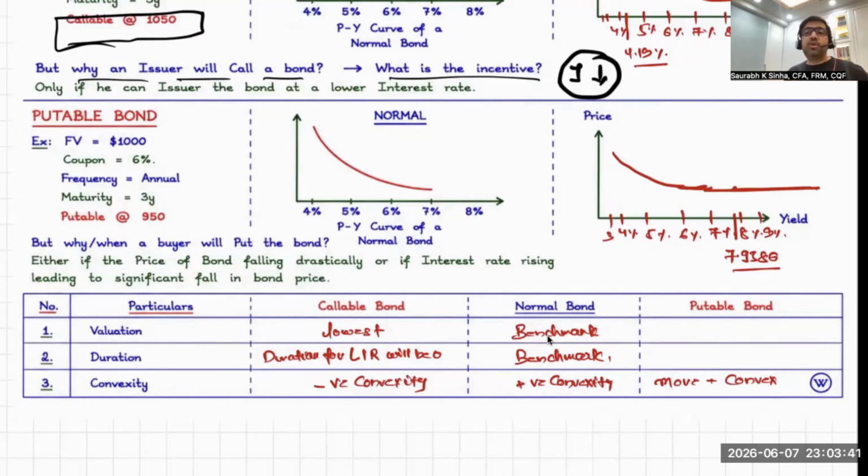Now, as a buyer, you would love this bond even better than the normal bond, so it will have the highest value among all three. The duration for higher interest rates will be zero. It's flat, tan theta would be zero, the slope would be zero. It is flat, horizontal. Wherever you have a horizontal line, the slope is considered to be zero. Whenever it is a vertical line, the slope is considered to be infinity. We know that.